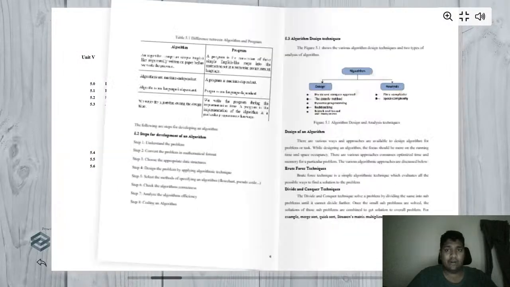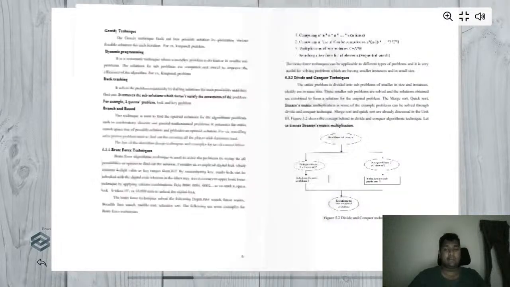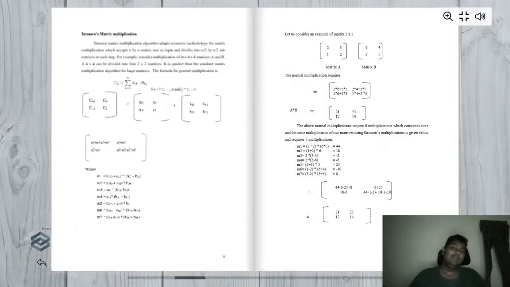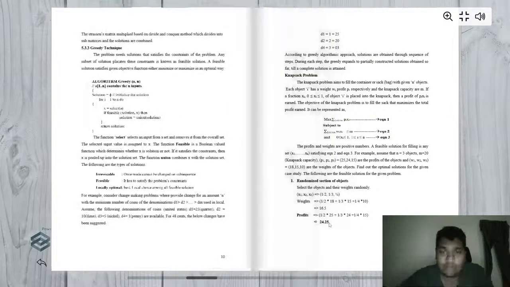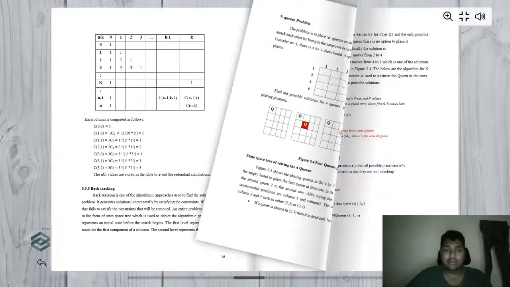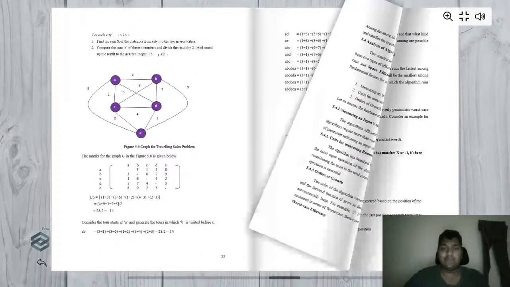Okay. So what is an algorithm? Brute force technique, divide and conquer technique, greedy, dynamic programming, backtracking. So what is brute force and divide and conquer? In brute force, there is matrix multiplication. Divide and conquer technique we will write. Dynamic programming we have covered, and backtracking, all these things, the N-Queens problem, everything we have finished.